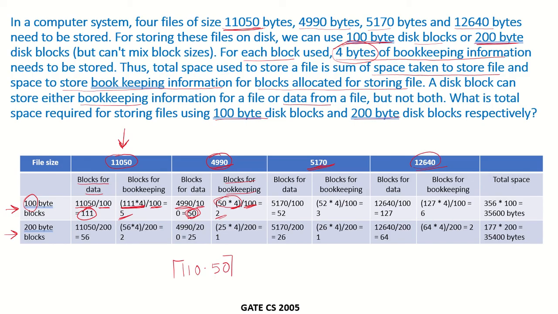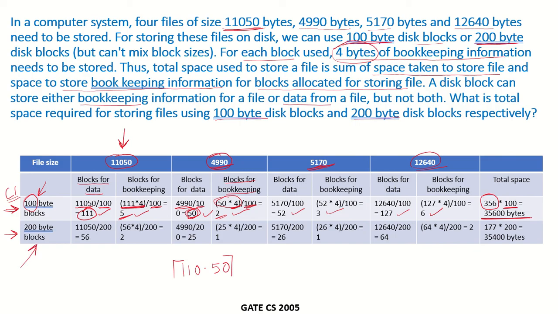When we add all these blocks that are required for case 1, where we are having 100 byte blocks, for all the files we see that a total of 356 blocks are required. That means 111 plus 5 plus 50 plus 2 plus 52 plus 3 plus 127 plus 6, 356 blocks are required. So how many bytes? 356 into 100 bytes, because we are using 100 byte blocks. So 356 into 100 gives us this much space.